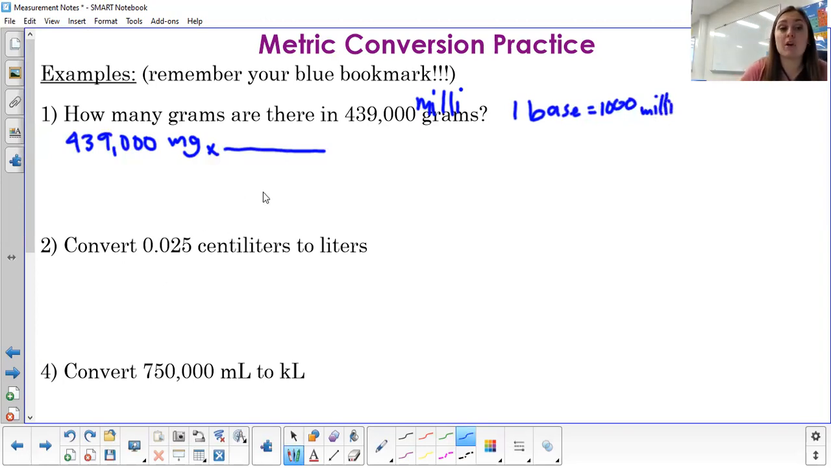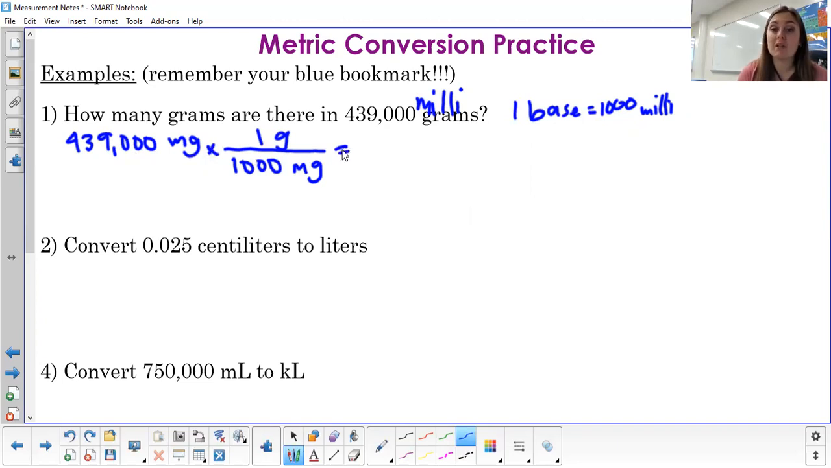So now when we set up our conversion, we know that the milligrams have to go on the bottom because milligrams have to cancel out. And there are 1,000, that's our conversion factor. And then 1 of whatever the base unit is, which in this case is grams. So we've got 439,000 milligrams times 1 gram over 1,000 milligrams.